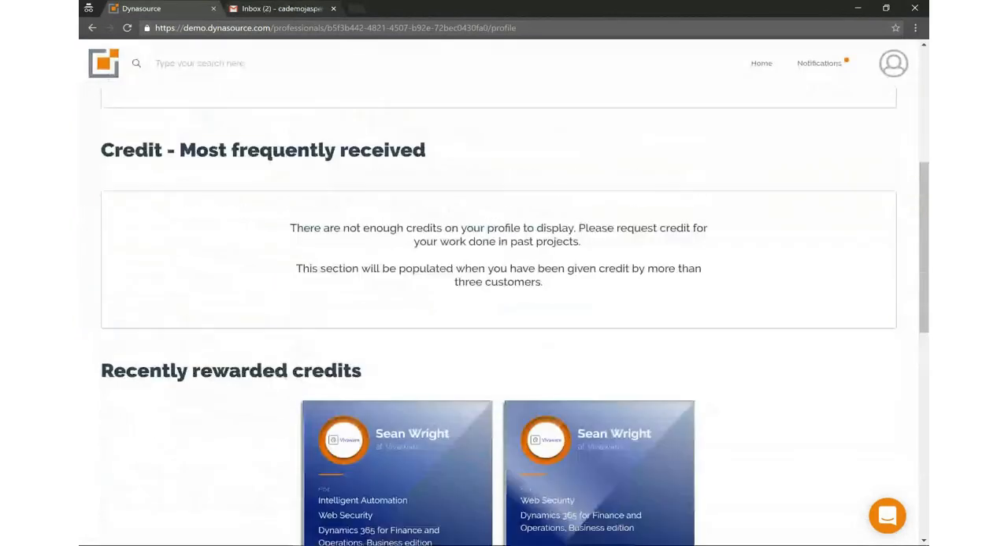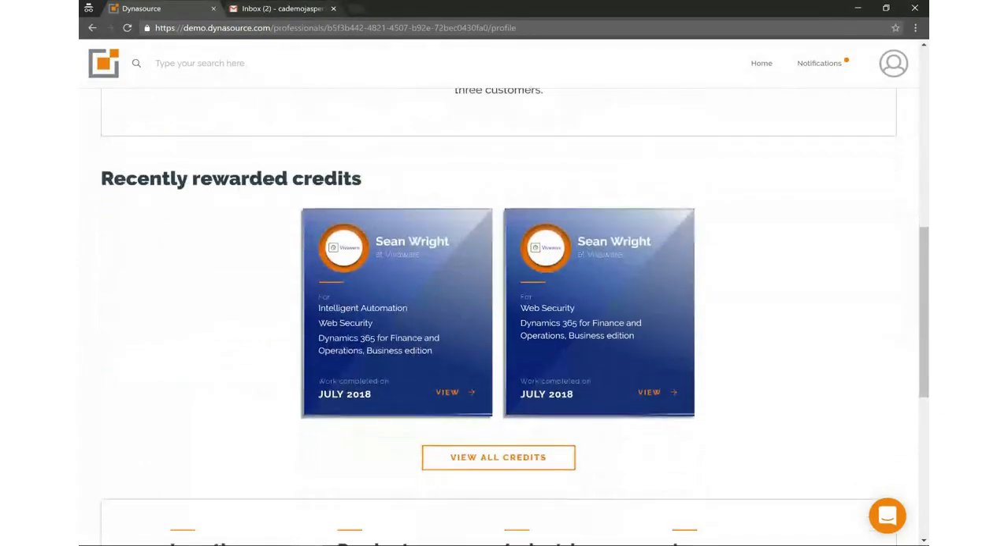If I scroll down, I can see the most frequently received credits, which he doesn't have because he only has 2 credits. And if I look at those 2 credits, I can see for which product skills he has received credits from end customers. In this case, it's not for AWS DeepLens, sorry. So Sean might not be the person that I want to work with because I'm not entirely sure that he can do what he claims.